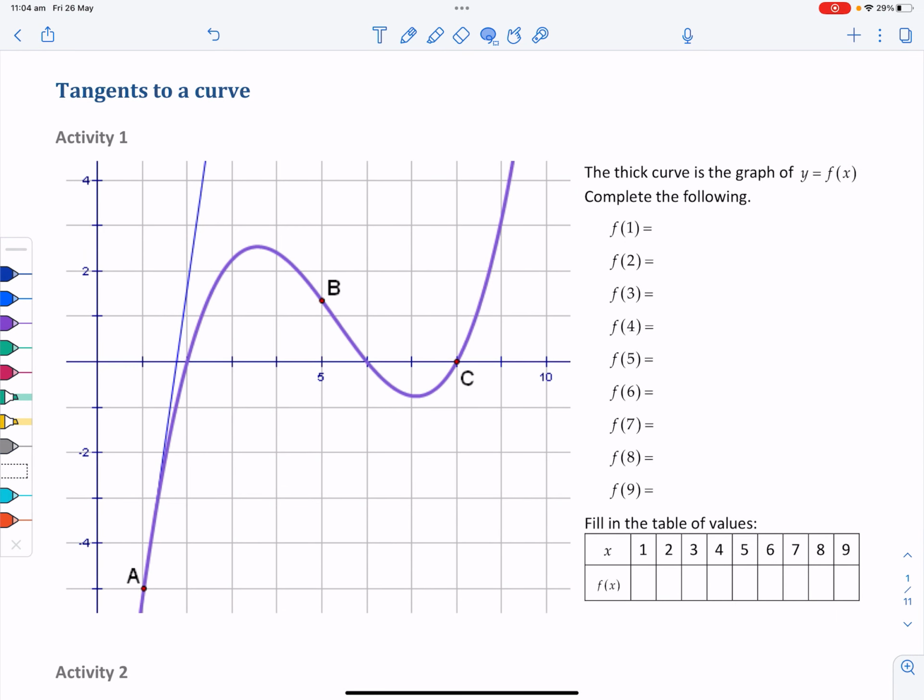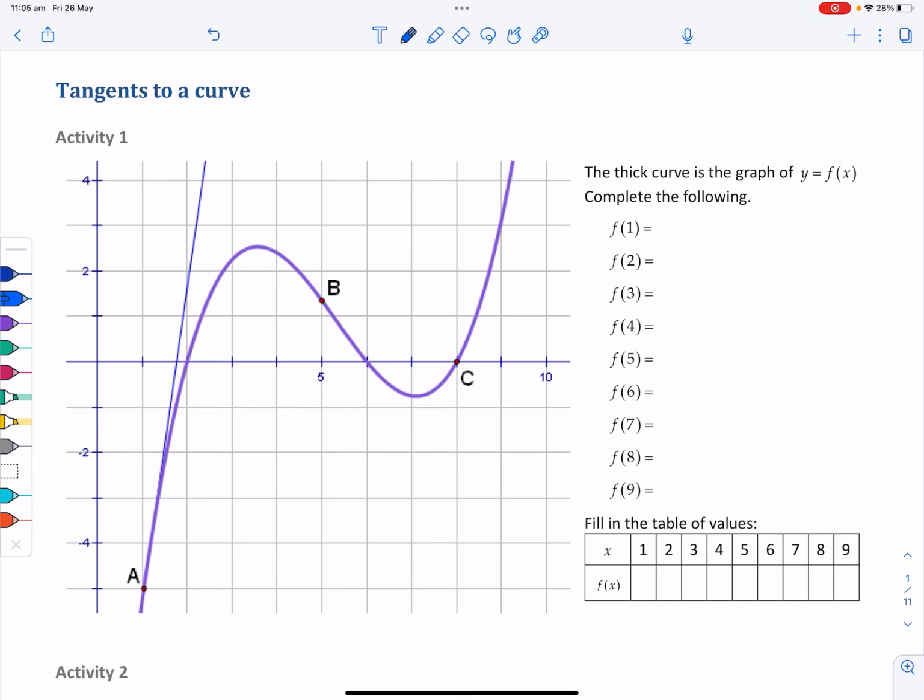All right, so we're going through some calculus stuff here, starting with tangents to a curve. This is a classroom activity we did. The thick curve is a graph of y equals f of x. Here we are, and we're going to complete the following. F of 1 equals, now this is just finding the y value, so we're just getting that from the graph.